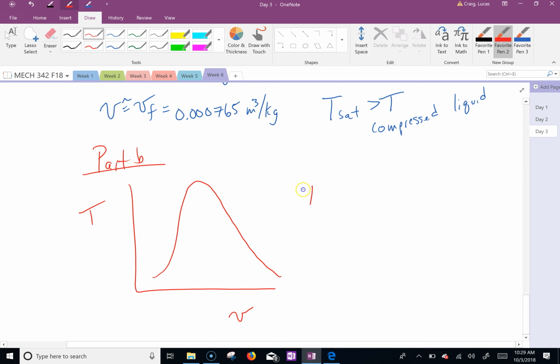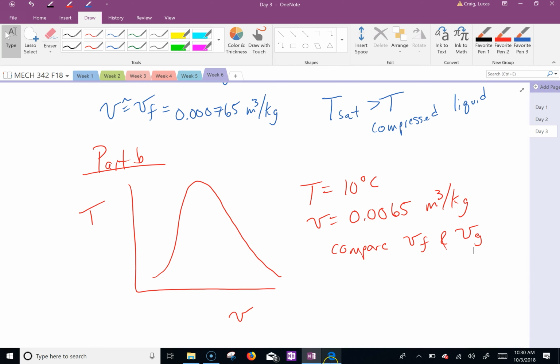Okay, part B, temperature, 10 degrees C, and we know our volume. What does this mean? We can use our 10 degrees C to check for our volumes and see where that relates to the VG and VF. Correct. Yep. So let's compare VF and VG. And this is just for my notes for you if you come back.